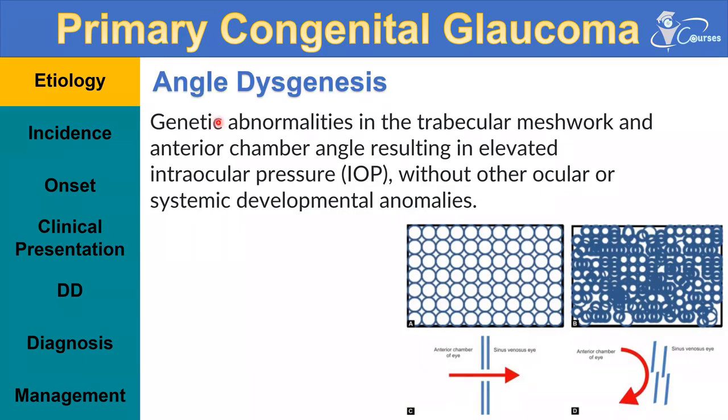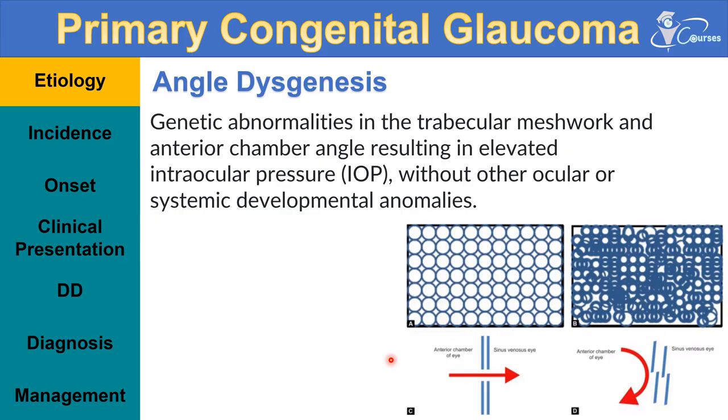A cause of primary congenital glaucoma will be genetic abnormalities in the trabecular meshwork and the anterior chamber angle, resulting in elevated intraocular pressure. And since it is primary, there are no other ocular or systemic developmental anomalies. For the secondaries, we will talk about other causes. Congenital glaucoma can be associated with a wide range of ocular and systemic diseases, but we will leave that to the glaucoma lecture, okay?